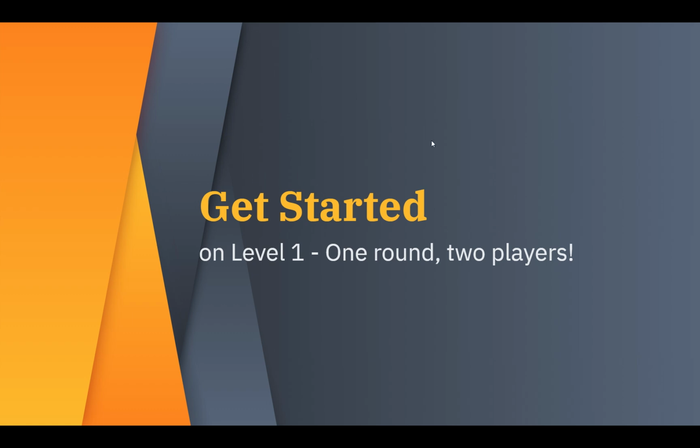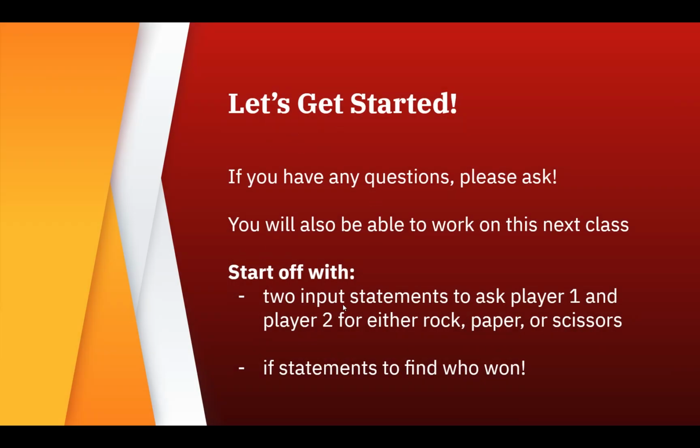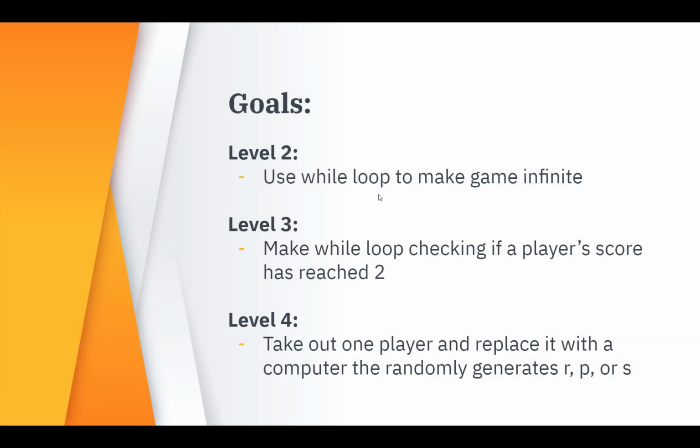So we're going to move on to level 1. That's going to look something like this. You're going to start off with 2 input statements, so ask, hey, rock, paper, or scissors for player 1 and player 2. And then have if statements to compare who won. So if player 1 equals rock and player 2 equals paper, then paper won, so player 2 gets the point. You'll also have some time to work on this next class.